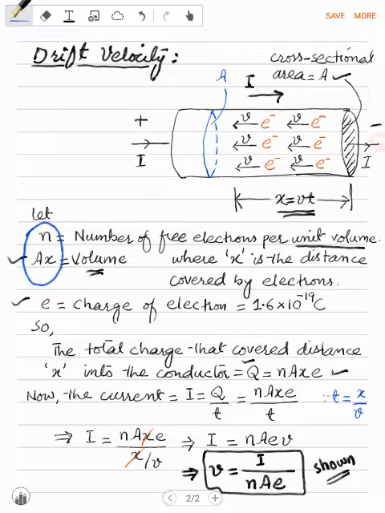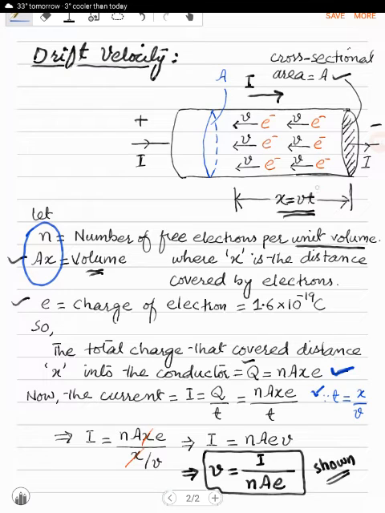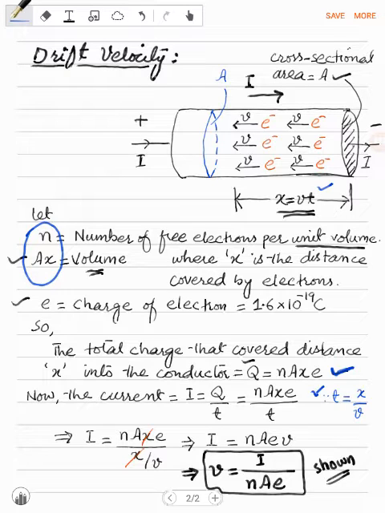So the total charge which is flowing in this conductor over distance x can be found by nAx into e. According to the definition of current, the rate of flow of charge is equal to current, and it can be calculated by the formula I = Q/t. The total charge is nAxe, and the time is t, and we also know that t = x/v, according to the formula x = vt.